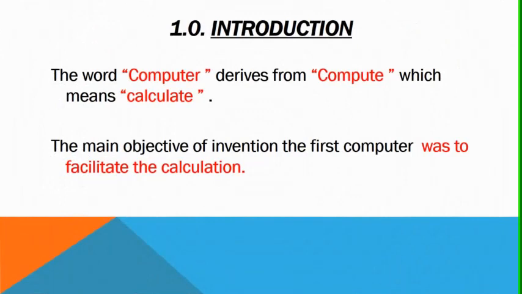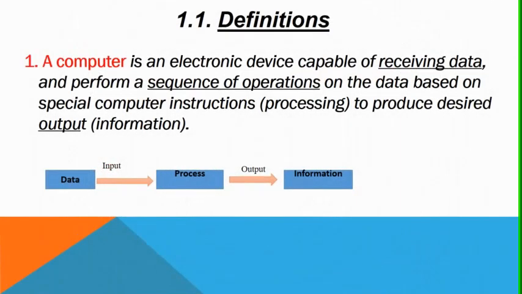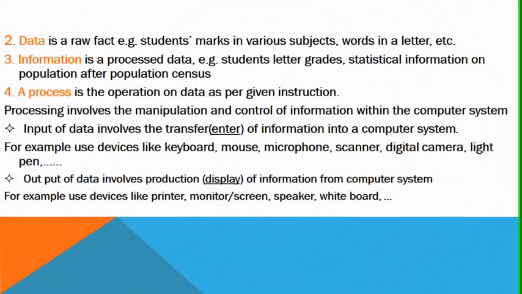The word computer comes from the verb to compute, which means to calculate, and the objective of the invention of the first computer was to facilitate the calculations. Definitions. A computer is an electronic device capable of receiving data, processing data, and producing output as information. Data is a raw fact, information is processed data, and a process is the operation carried out on data as per given instructions.